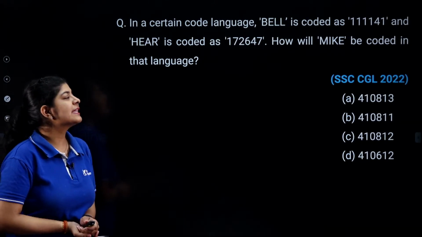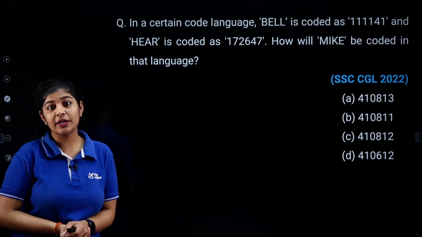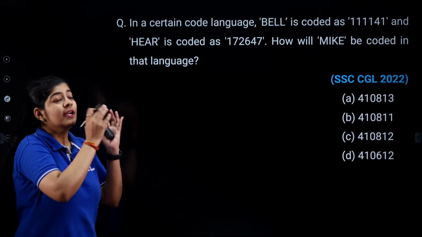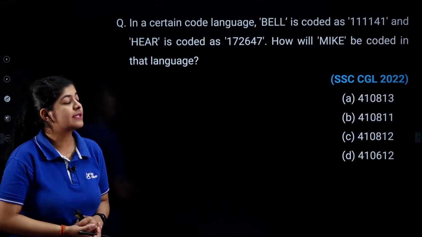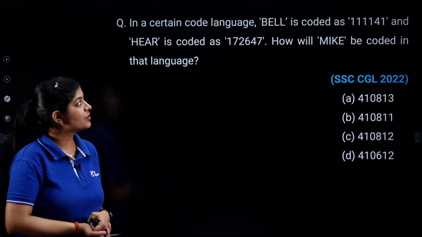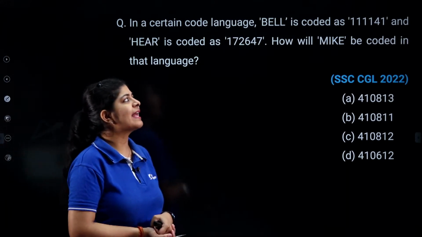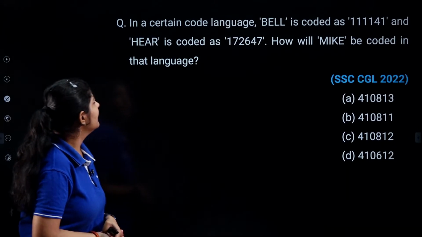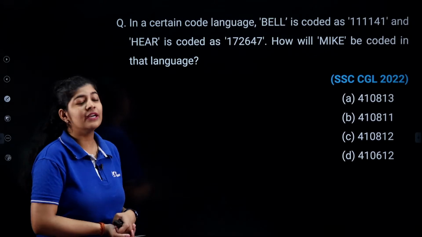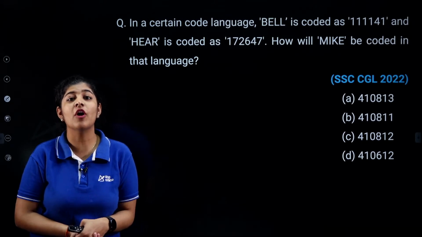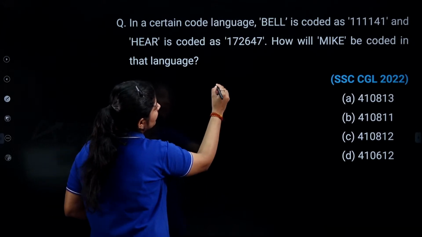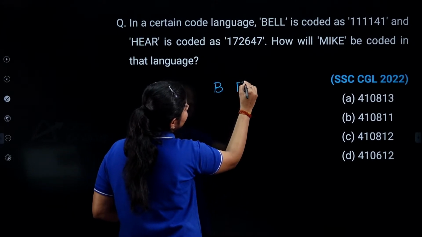So the next question is again from the concept of coding, decoding, but this time we are converting our alphabets into numbers. The question is saying that in a certain language, bell is coded as this number and here is coded as this number. Now we have to identify the code for mic. If you look at the words carefully, here we have bell.